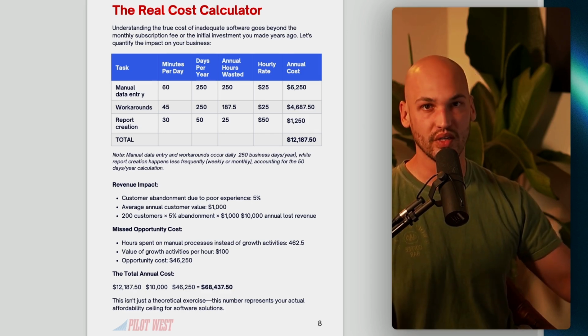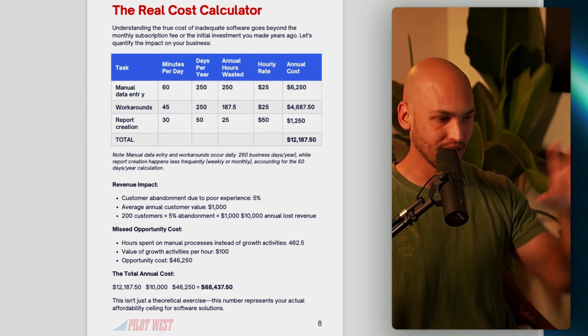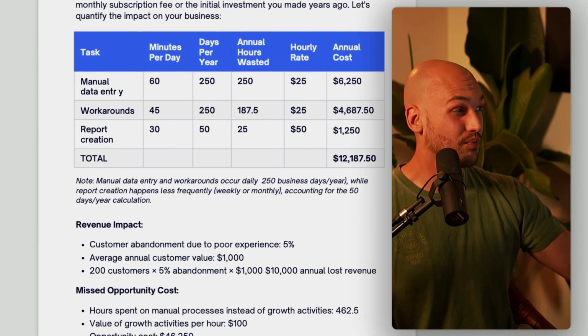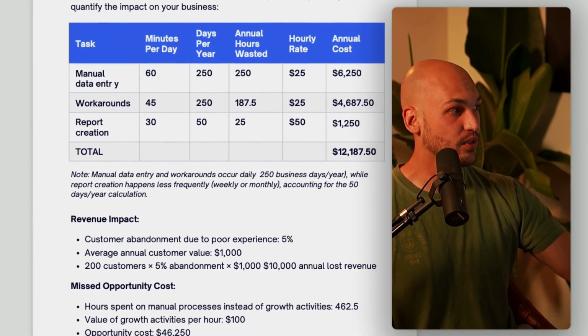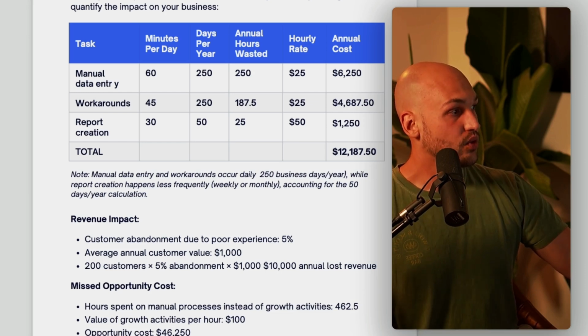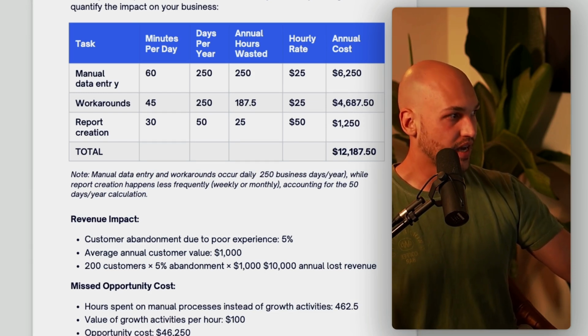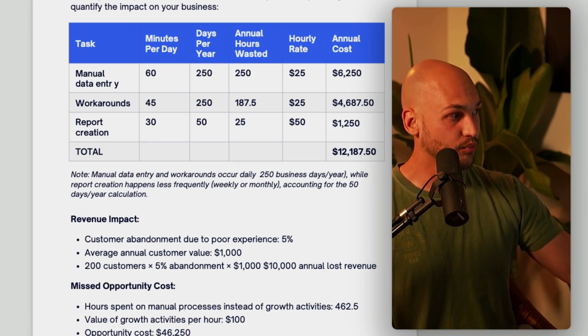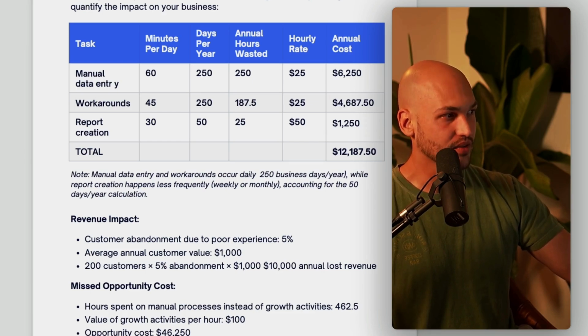Then additionally, workarounds. The workarounds we mentioned, where we have to put things from here to there, print this thing off, move this thing over here, might be an additional 45 minutes per day. Again, 250 days per year equates to annual hours wasted at 187.5. Again, at $25 an hour for that employee, that's a little under $5,000.